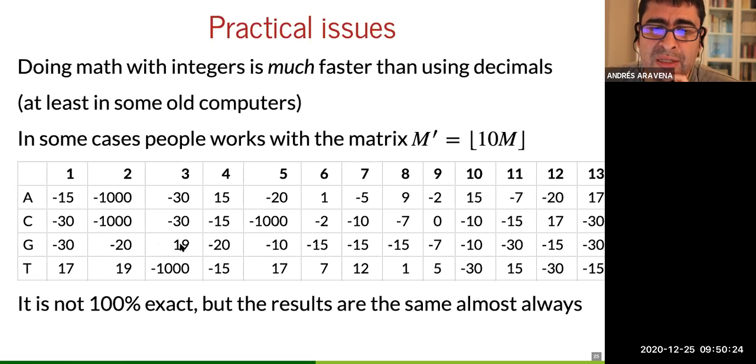If you have TTGA, you will get 17, 19, 19, 15. So if you choose the good ones, you will get positive numbers. If the sequence has the good letters in the good positions, you get a positive number. If the sequence has the bad letters in the positions, you will get negative numbers. Okay?